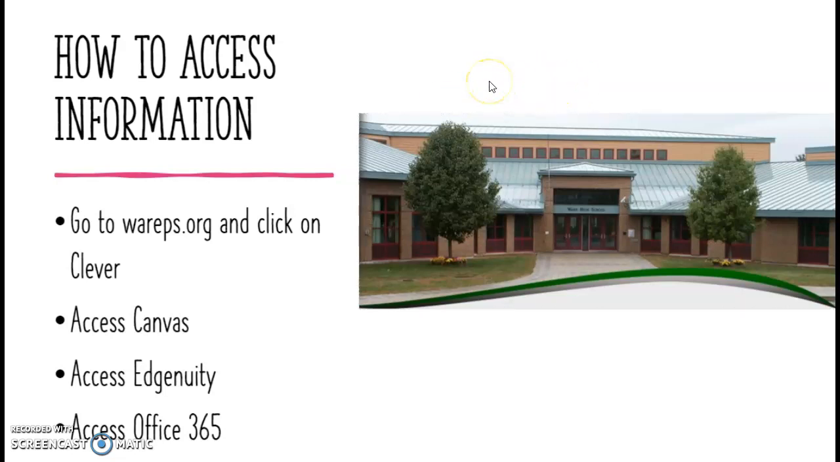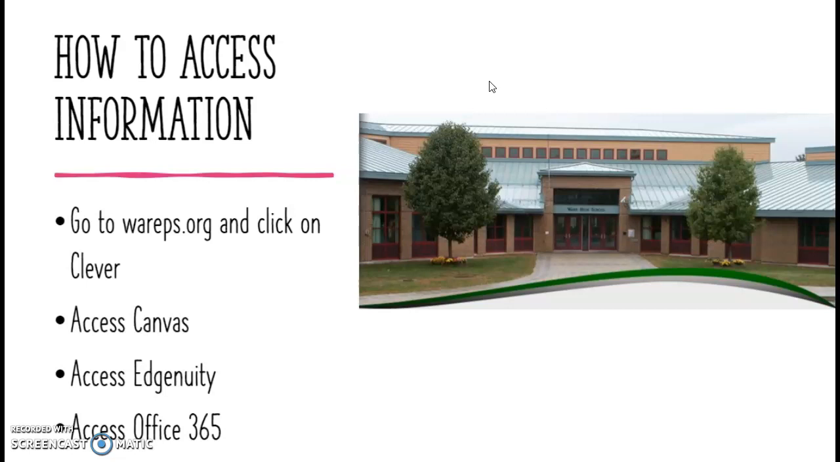How you access information, the starting place should always be for your child to go to whereps.org and click on Clever. Clever is like the one-stop shopping for all the logins, so everybody doesn't have to log into every single thing. It automatically does that for you, which is very nice. I use it all the time. That way I don't have to remember all my different passwords. If they click on Clever, then you can access Canvas through there, which is our learning management system.